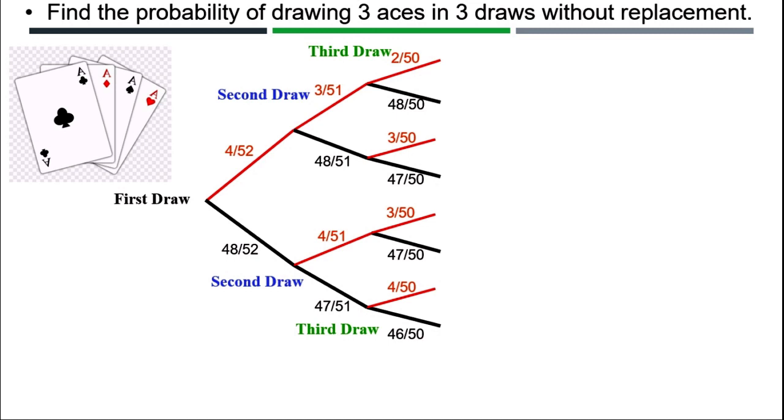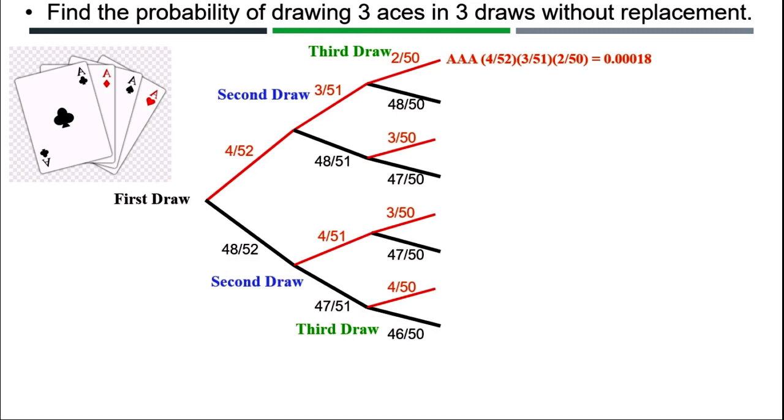Then, for each branch, you can find the probability. For example, for the first branch, it is red, red, red, ace, ace, ace. The corresponding probability is 4 over 52 times 3 over 51 times 2 over 50. That is, you just times the corresponding lines to that branch.